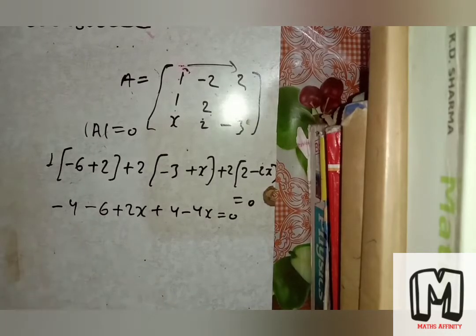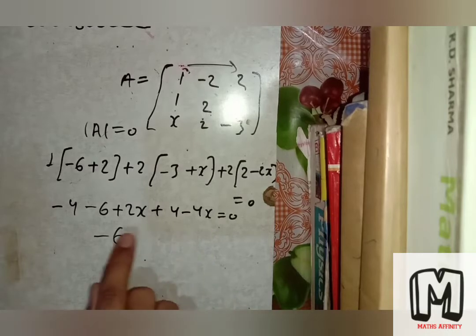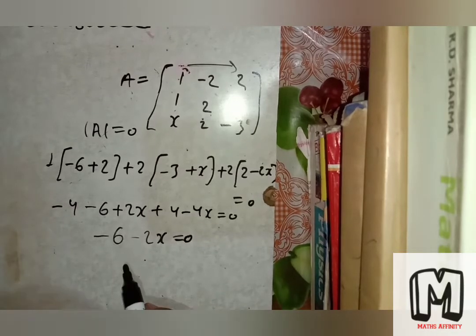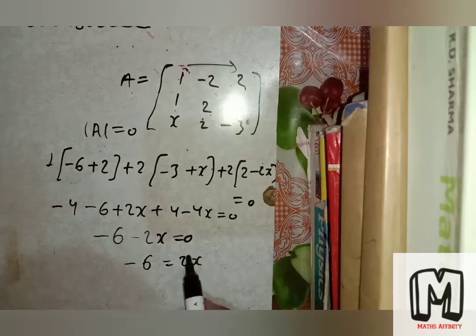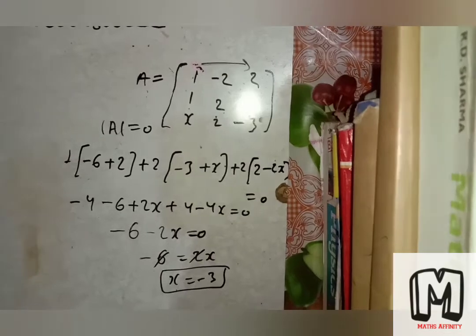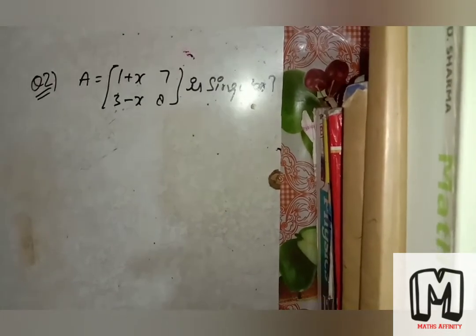So minus 6 plus 4, that is minus 2, and minus 4x plus 2x, that is minus 2x, and minus 2x is equal to 0. I am going right now. Yes, so minus 6 equal to 2x, so value of x comes equal to minus 3. I hope you solved it easily. So next question, I am going to tell you next question. The next question in front of you.